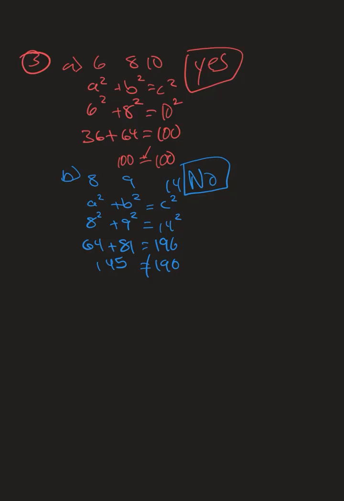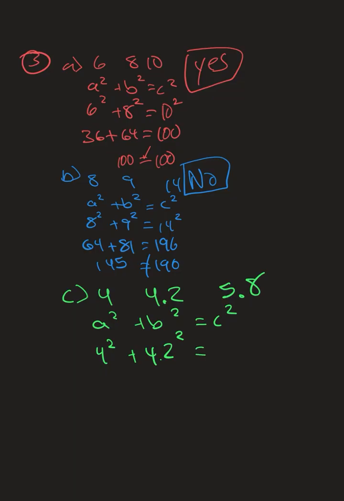Okay, last but definitely not least, we've got C. So on C, we've got 4, 4.2, 5.8. So you're going to need a calculator on this one, guys. If you need one, get one. Here we go. A squared plus b squared equals c squared. So I get 4 squared plus 4.2 squared equals 5.8 squared.